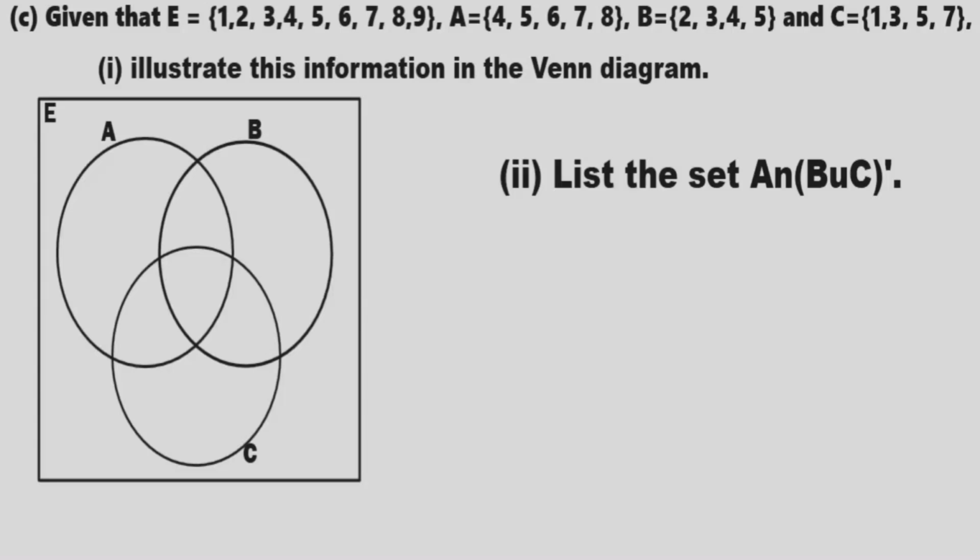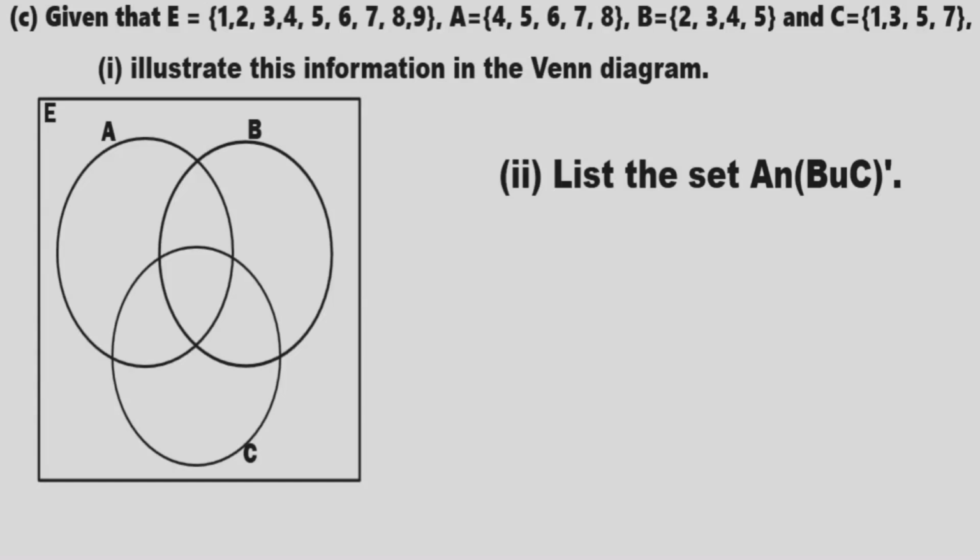Okay, so we come to question 3C, which is: given that E is equal to 1, 2, 3, 4, 5, 6, 7, 8, 9, A is equal to 4, 5, 6, 7, 8, B is equal to 2, 3, 4, 5, and C is equal to 1, 3, 5, 7. The actual question is, illustrate this information in the Venn diagram.